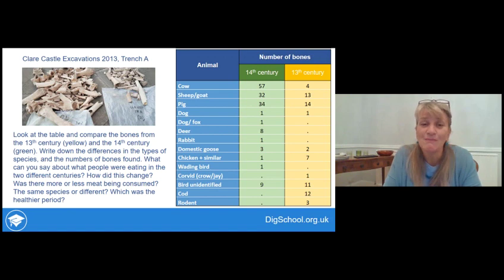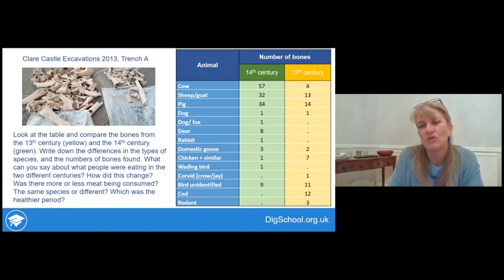Was there more or less meat being consumed? Was it the same species or different ones? Which was the healthier period even? So take as much time as you want to have a look through that, to talk over those questions, and to see if there are any other observations you can make about what might have been going on at those periods from looking at that information.